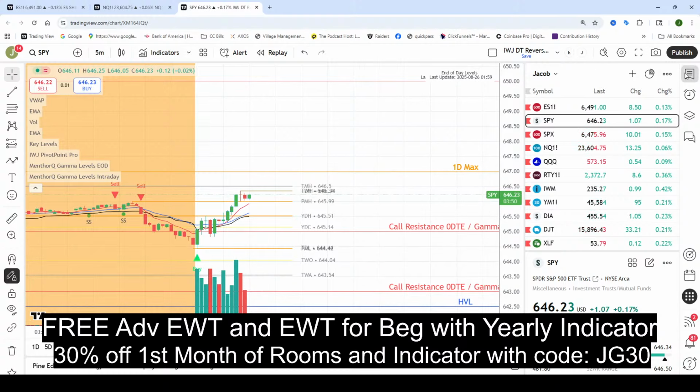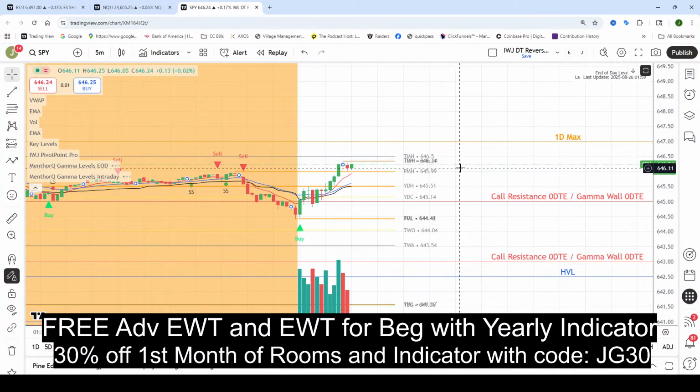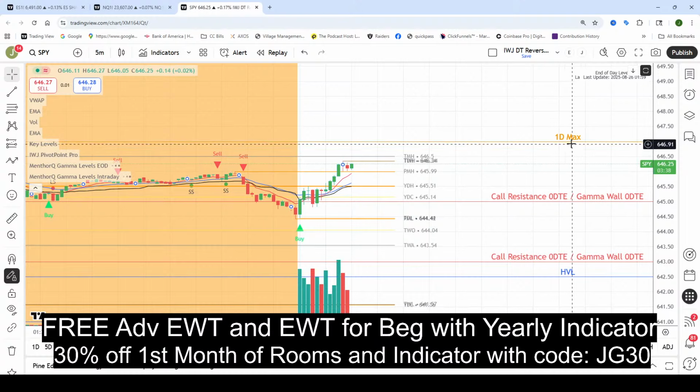Again, we've seen them run through the one-day maxes before. That's not something that is terribly uncommon, but they usually come back to them. Even on Friday, if we go back to Friday, they got through the one-day max, it isn't there for Friday anymore, but they got through it, but by the end of the day, they had come back close to it.